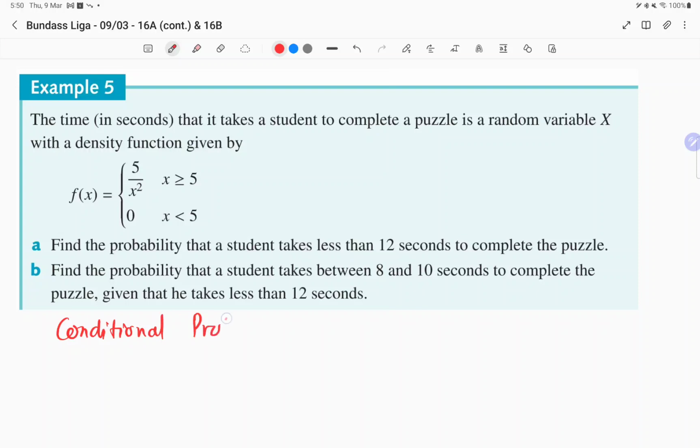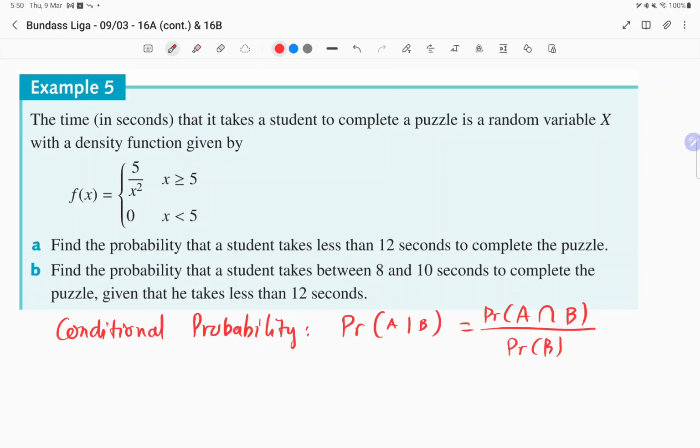Conditional probability, right? The probability of an event A given an event B is equal to the probability of A intersection B over the probability of B. Yep, A intersection B over the probability of B. Perfect. Emily, remember this one?